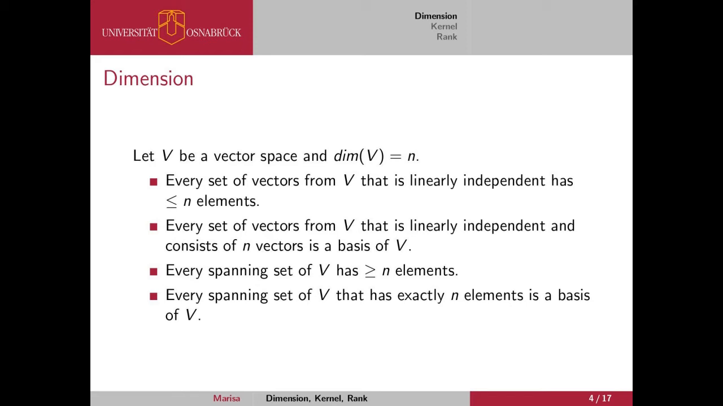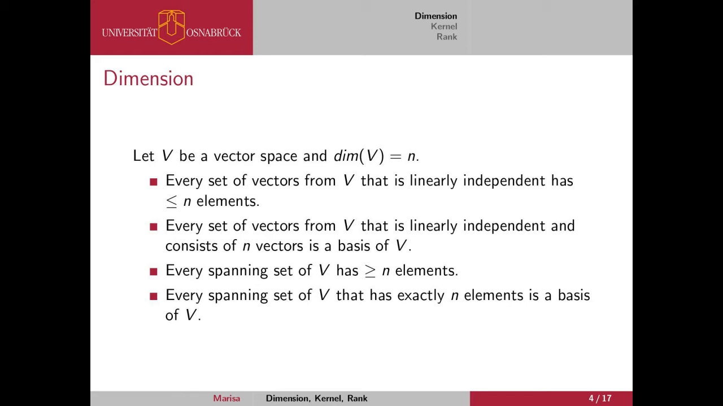First of all, every set of vectors from V that is linearly independent has at most n elements. It cannot have more elements because then at least one of them would be reproducible by a linear combination of the other vectors. The second statement here is that every set of vectors from V that is linearly independent and consists of n vectors is a basis of V. This is the case because if we have n linearly independent vectors, they span an n-dimensional room, which is exactly the dimension that our vector space has. And because they are all linearly independent, they are a basis of V.